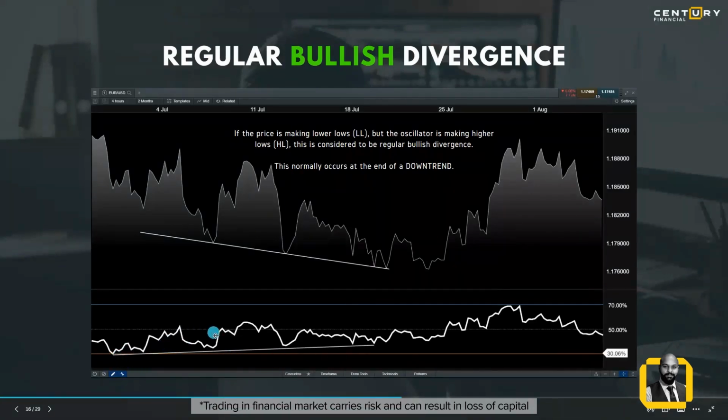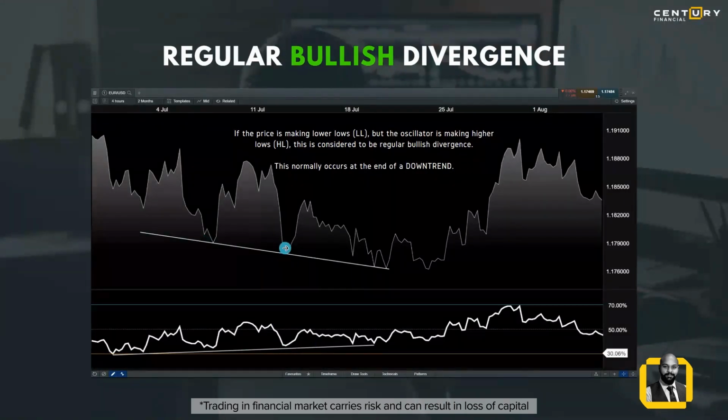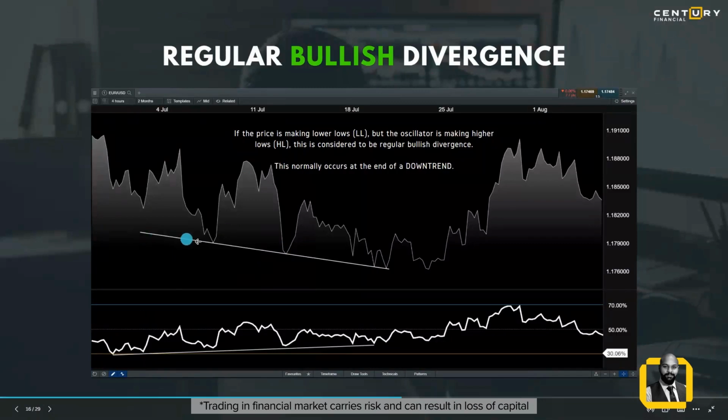RSI, instead of going into oversold territory, is in fact coming up while the price of Euro USD is going down. Now, this is where you find a divergence, where the price of the particular instrument is dropping, whereas the RSI, the technical indicator, is going up. This is where you identify a bullish divergence and you expect the prices to jump back up because the RSI, if you remember, is relative strength index. The strength on the downside is pretty much over and it is picking up strength towards the upside.